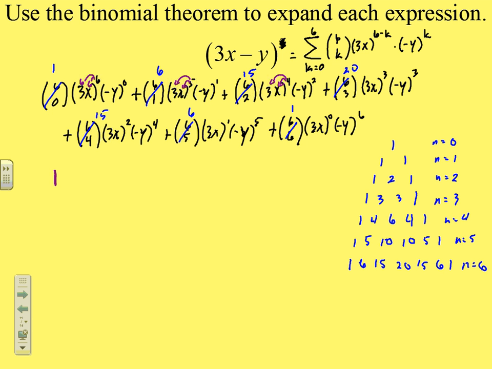Okay, so as you can see, that's how we're going to follow through. So the next thing I'm going to get is, 1 times 3x to the 6th power is the same thing, like I said, as 3 to the 6th power times x to the 6th power. So 1 times 3 to the 6th power is going to be 729 x to the 6th power. And anything to the 0 power is just 1, so negative y to the 0 power is just 1. So that is our first expression.